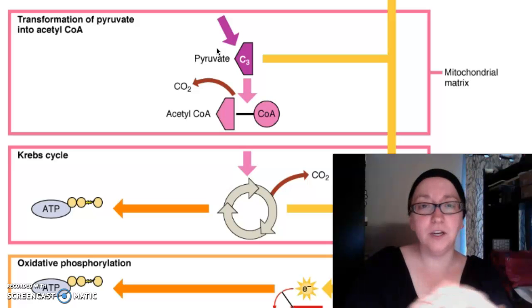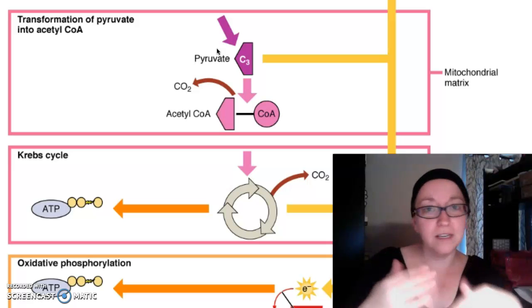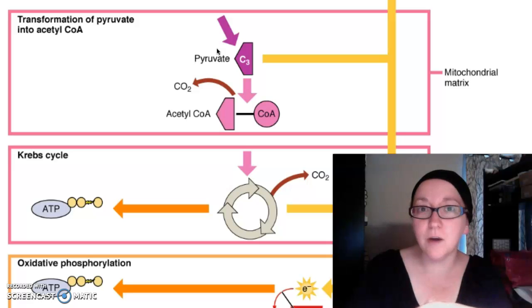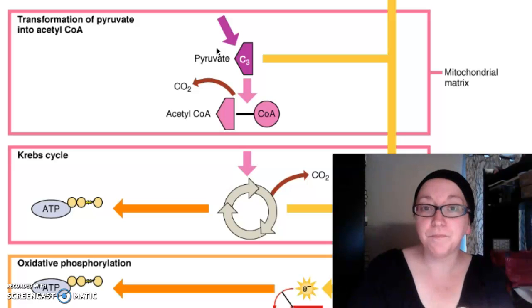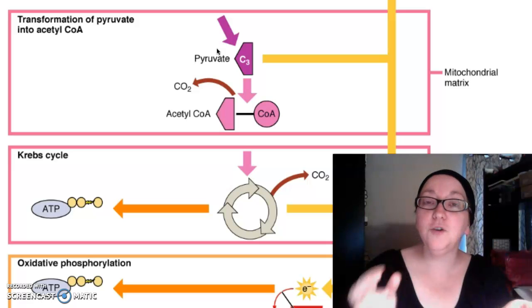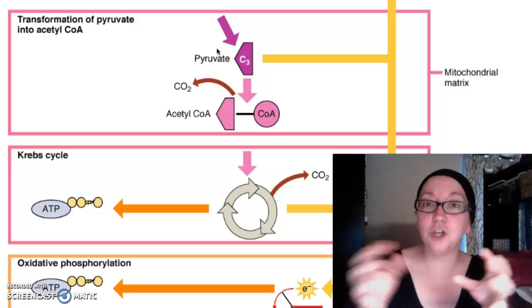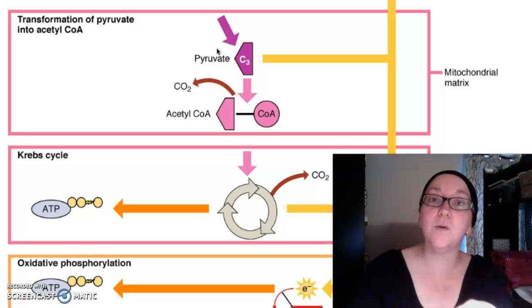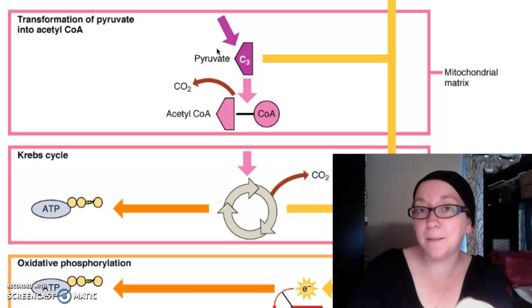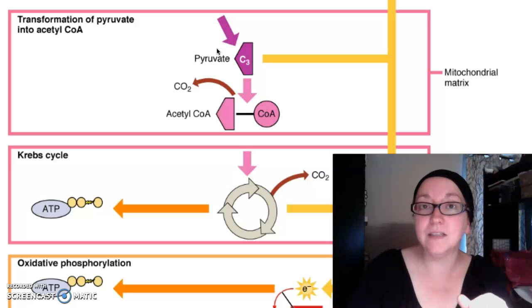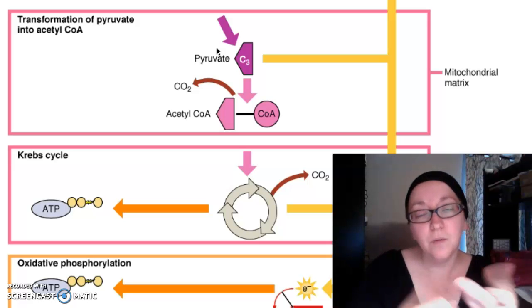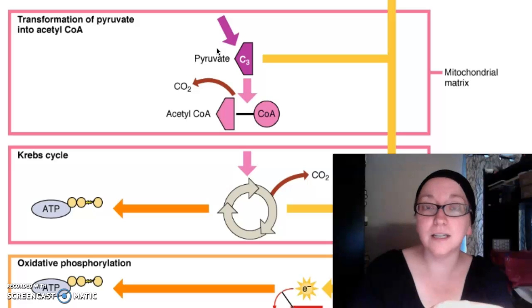The cell has said, nope, you've been in the cytoplasm. You have to dress up a little bit before we can allow you to go into the mitochondria. And that's the transformation step. So start with pyruvate, use coenzyme A to turn it into the product acetyl-CoA, and we release a byproduct of carbon dioxide. Now, no ATP is made in this step. It's just a little transformation, which is one reason it gets left out a lot of times when people talk about the process.